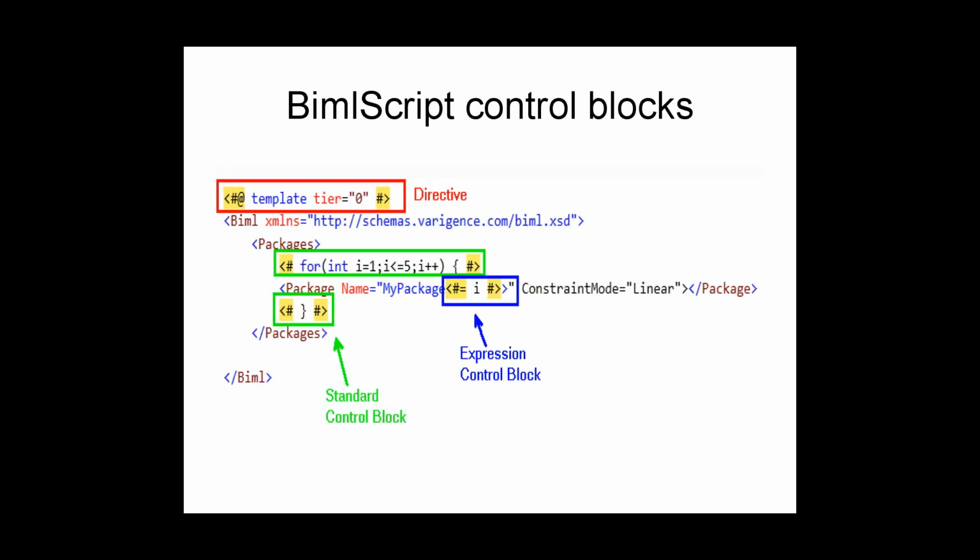In this case, the value of I is being replaced each time the loop runs. So that's the expression control block.